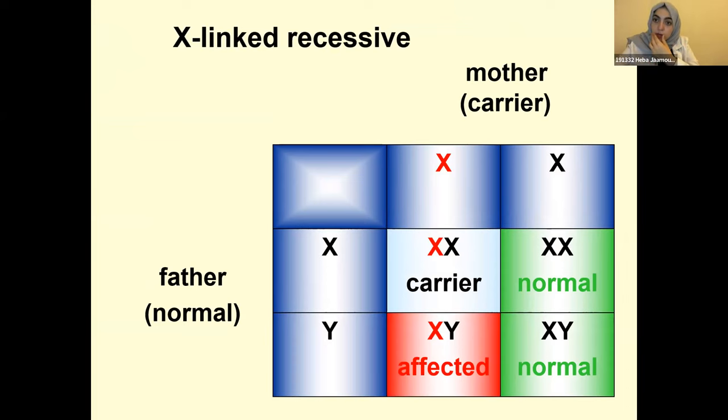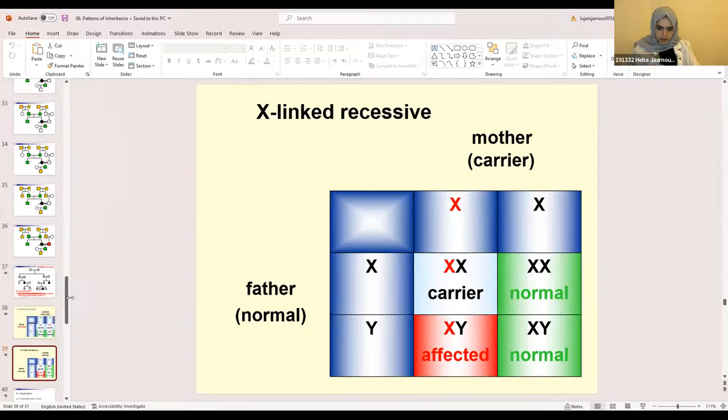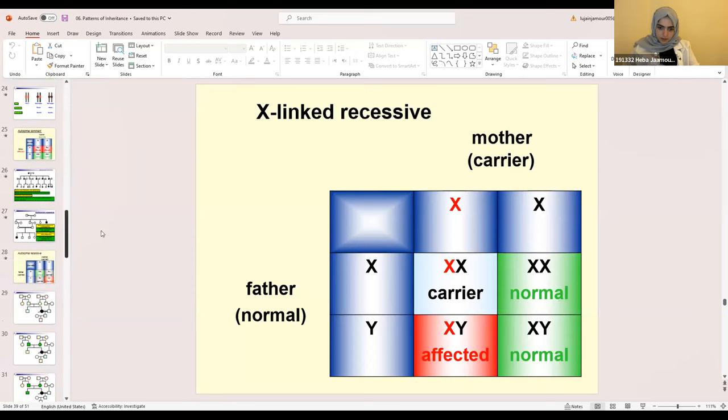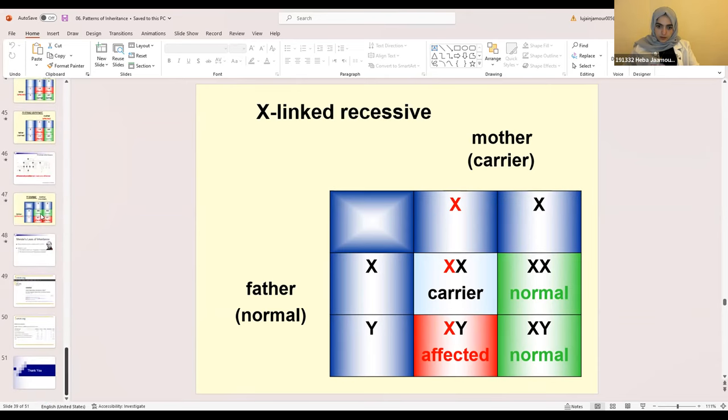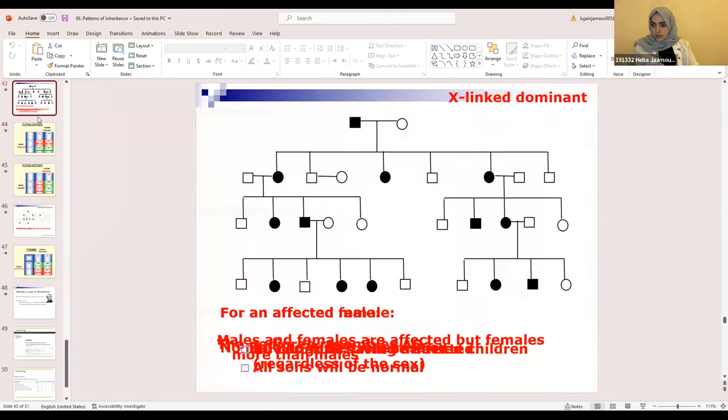How can I answer the question? How are males affected in X dominant? We'll get to X dominant right now. So X recessive, I hope it's clear. X dominant, I think, was the one before it. No, this is autosomal recessive. Okay, over here. So X-linked dominant.